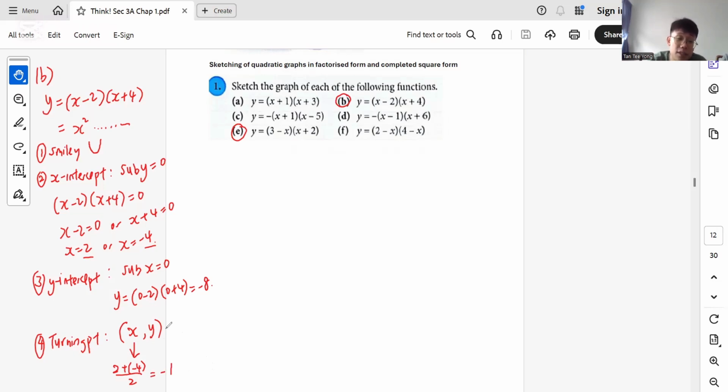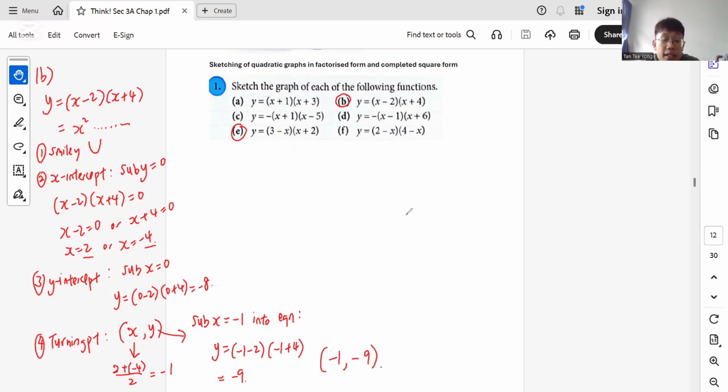Okay? So then after that, how do you find the y part? You need to sub x equals to negative 1 into your equation. So then you have y equals to negative 1 minus 2, negative 1 plus 4. So this is negative 3 times 3, which is negative 9. So in short, your turning point is negative 1 comma negative 9. Okay, can? Yeah, that's it. That's the information you need.